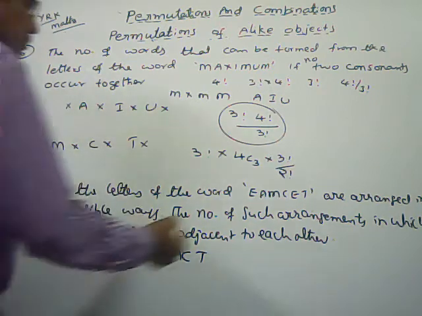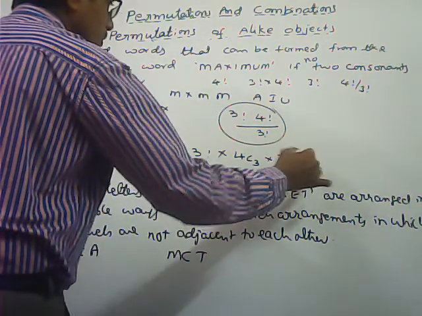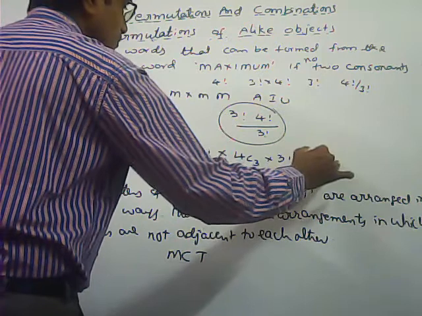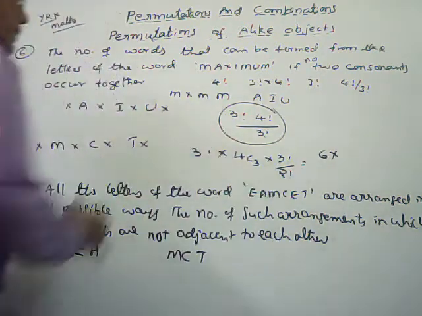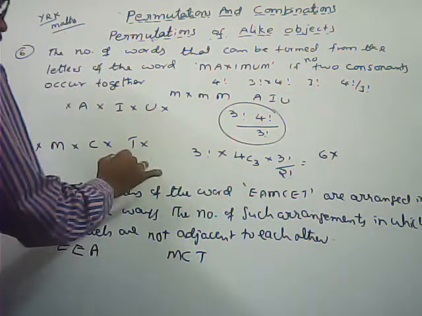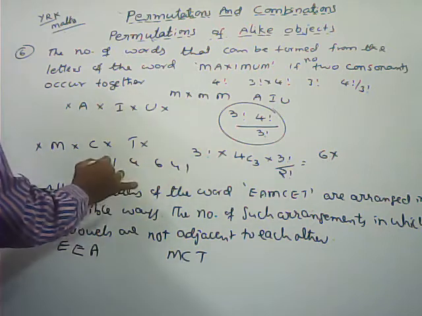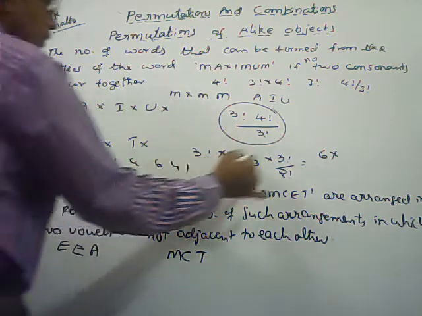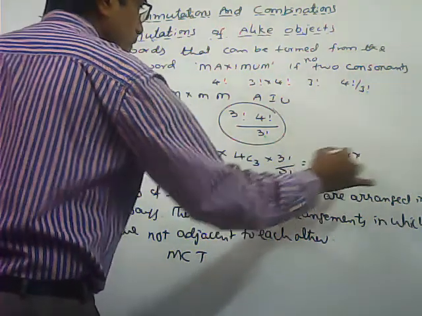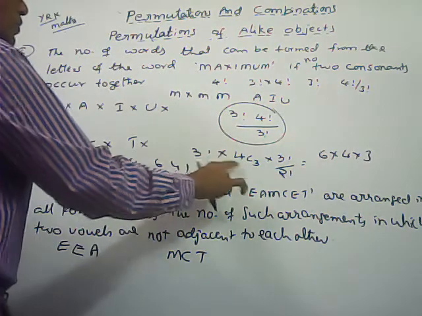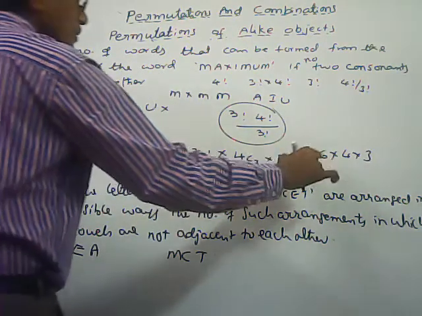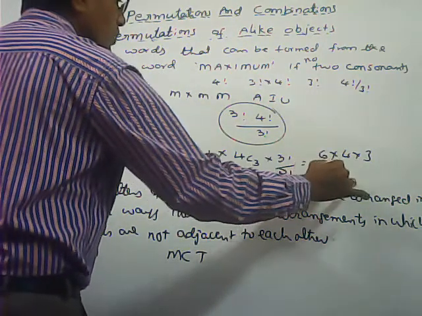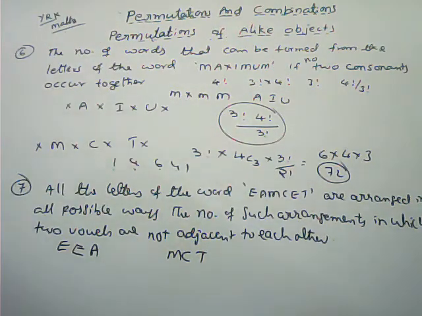That one you can simplify and you will get the answer. 3 factorial, that is 6, into 4C3, that is 4. So 6 into 4 into this is 3. Total 72.